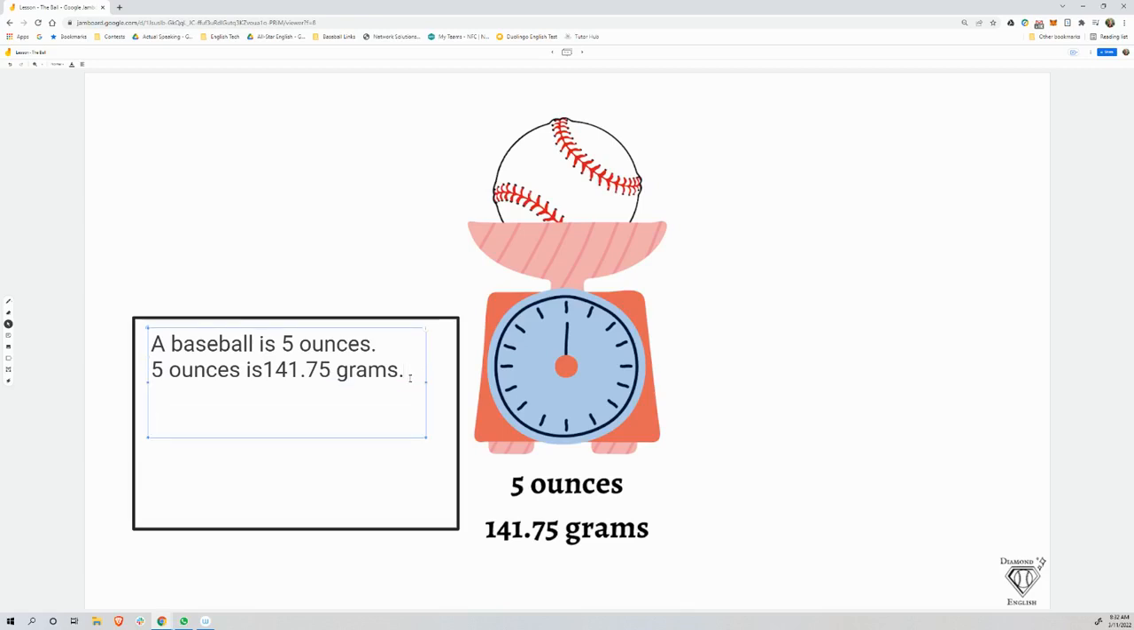Now, say a baseball weighs 5 ounces. Okay, weighs, not is, but also weighs. Weighs 5 ounces, or a baseball weighs 141.75 grams. You do or, right? This is 141.75 grams.